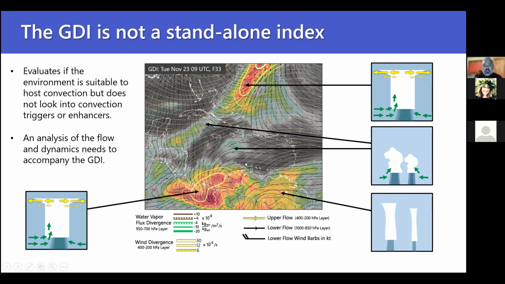So in a nutshell, you need to look at the dynamics and other parameters to exploit the GDI to its maximum. Just looking at it alone will give you a general idea, but it will not give you the best forecast that you could produce.